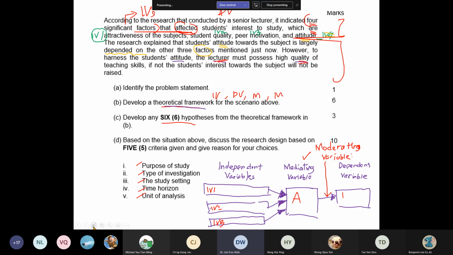Once you have drawn your own research framework, then you can start to answer the questions already.